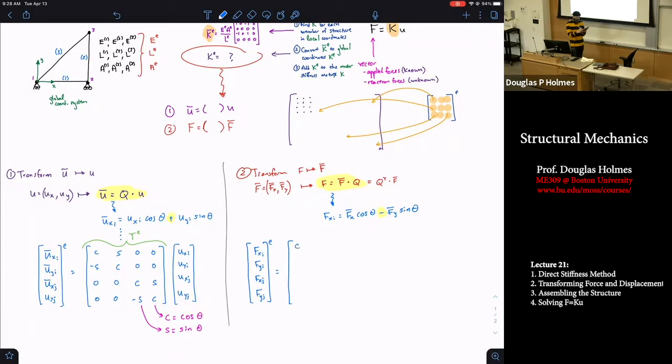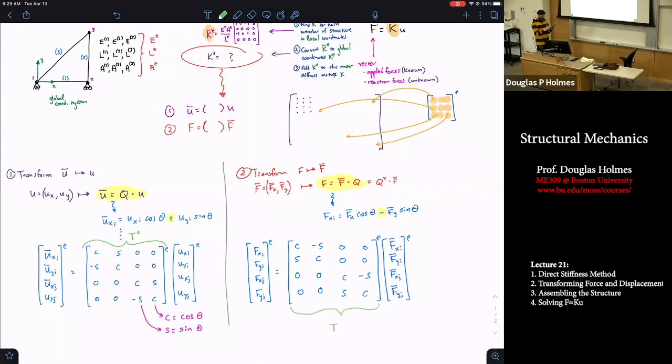going to be flipped. F is going to be cosine, negative sine, sine, cosine, cosine, negative sine, cosine, then a whole bunch of zeros. And now on the right hand side, we have the bar terms. Hopefully you see that this thing is just the elemental stiffness matrix transpose.